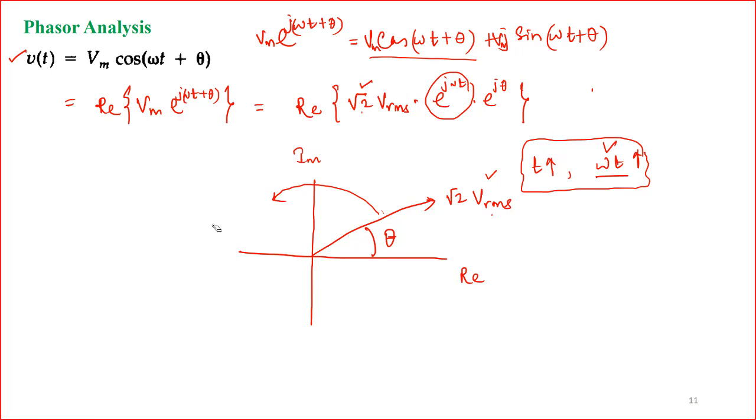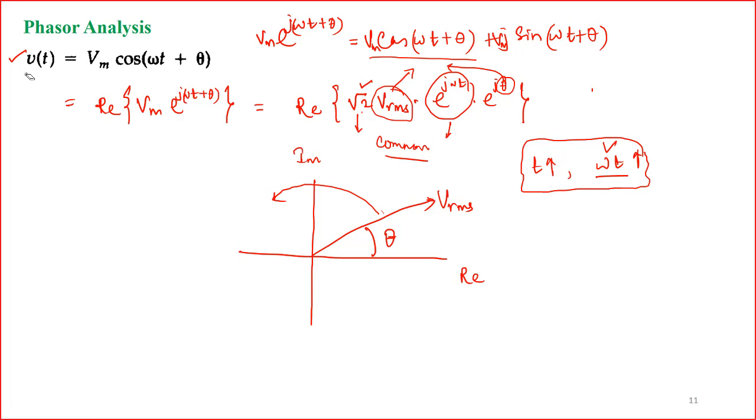So now if we represent any signal as a phasor, because root 2 and e to the power j omega t are common in all the signals, the only varying things are Vrms and theta. If we compare two signals in the power system, only the magnitude of Vrms will change and the phase angle will change, right? So therefore phasors are represented in terms of only Vrms and the phase angle.